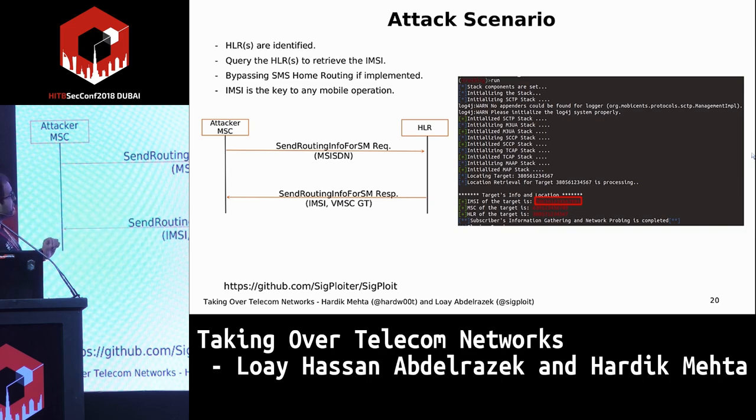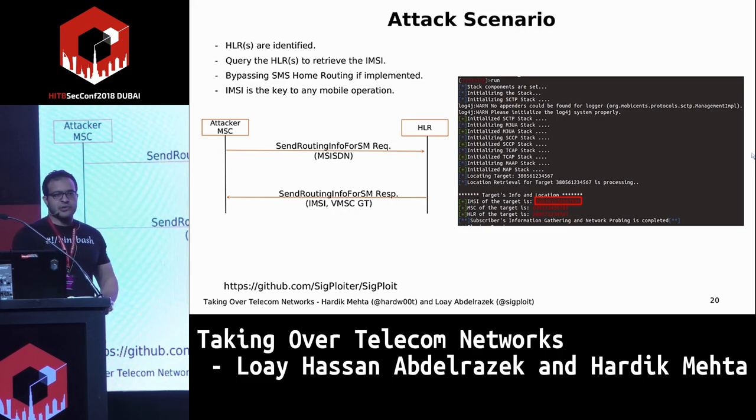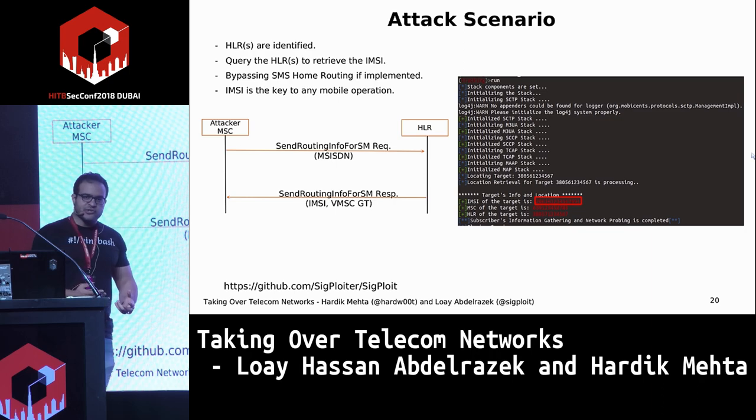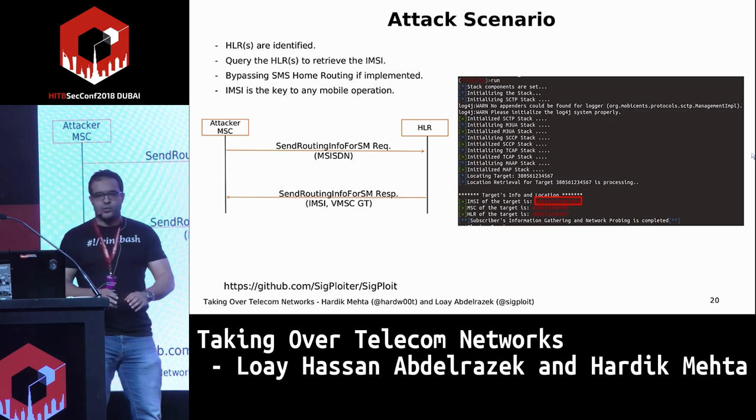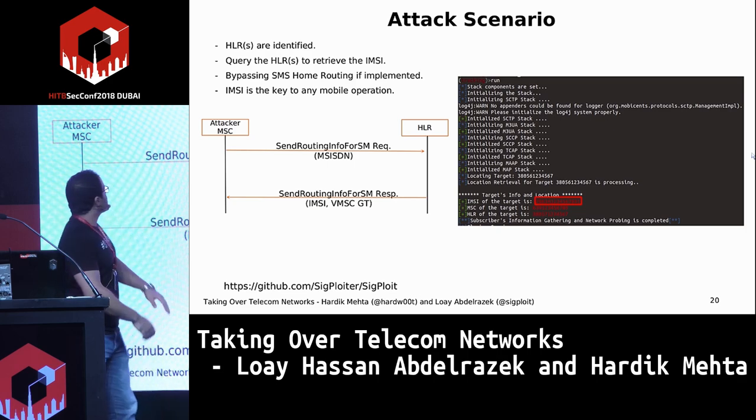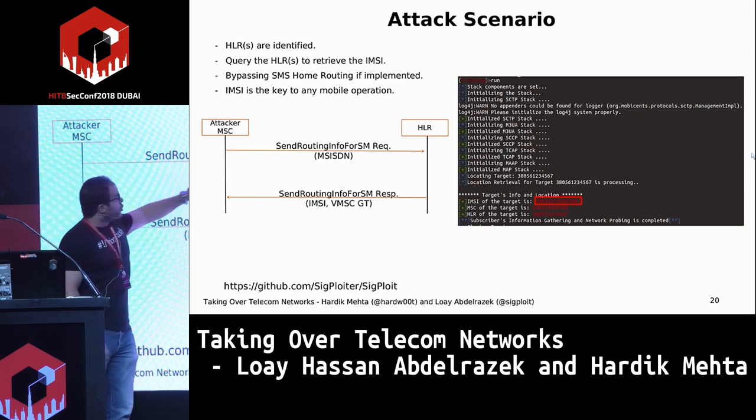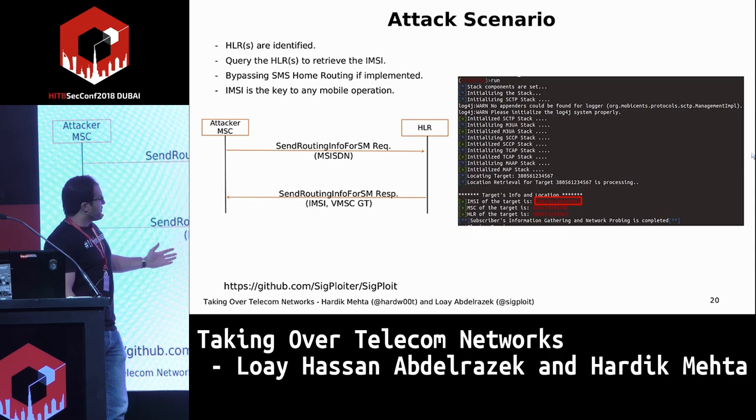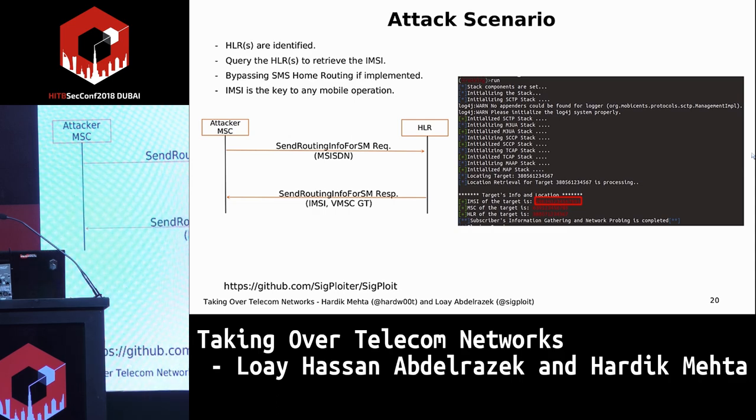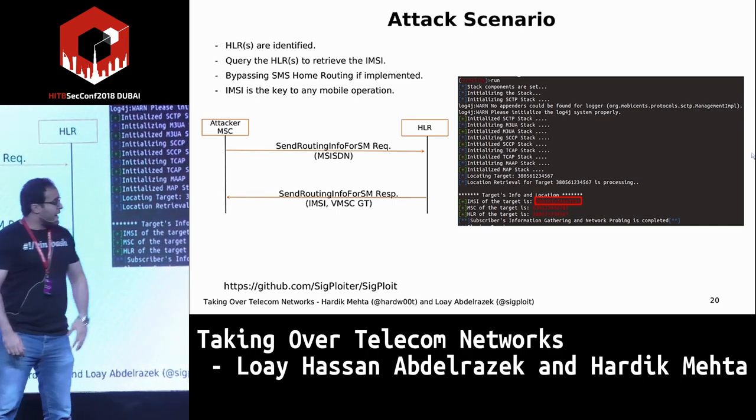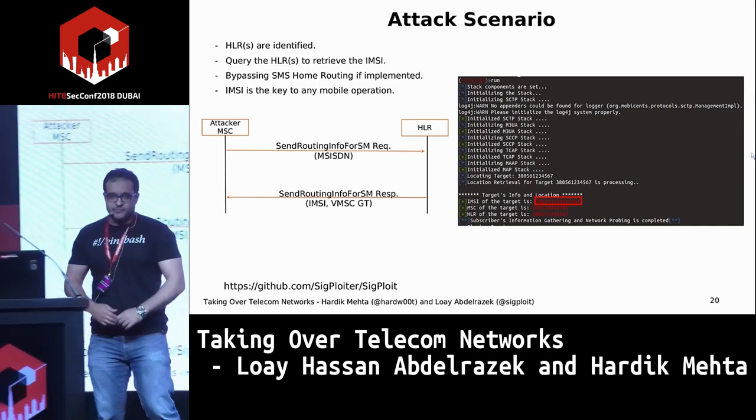the HLR, we try to make an HLR query with something called send routing info. Send routing info is basically an SS7 message that is normally used when an operator is trying to locate a subscriber to terminate a call for him. So they're using send routing information, using only the phone number of the subscriber as a parameter, and the retrieved information afterwards is the IMSI, the MSC, the HLR, and the location. It could be the cell ID as well.